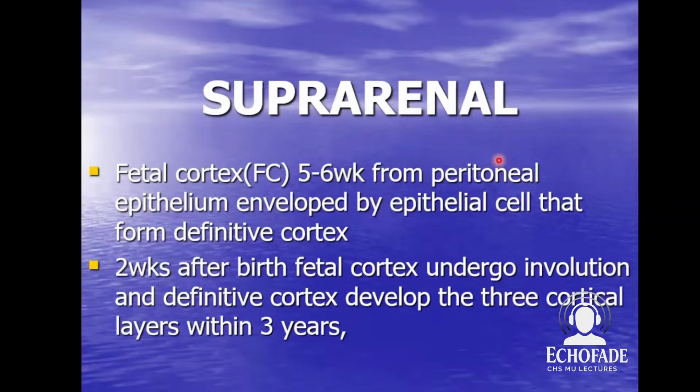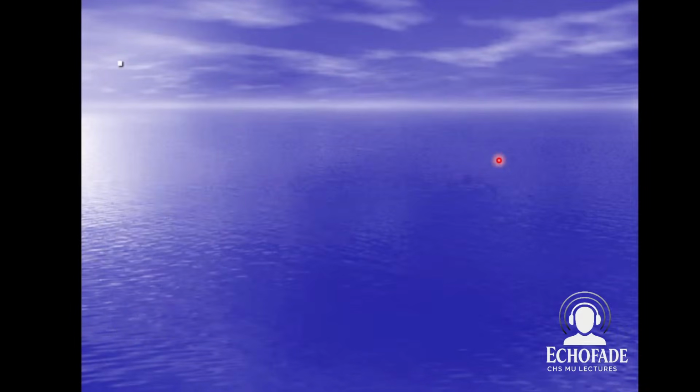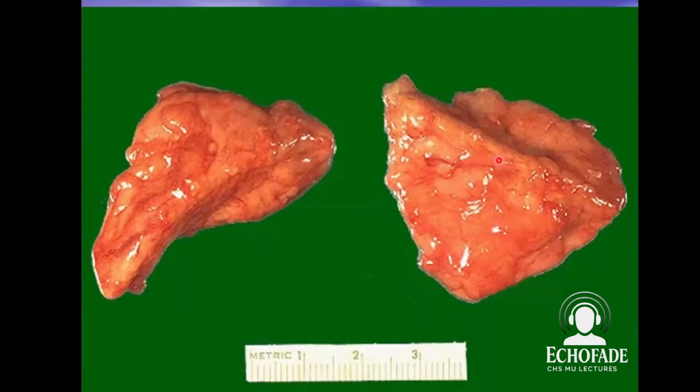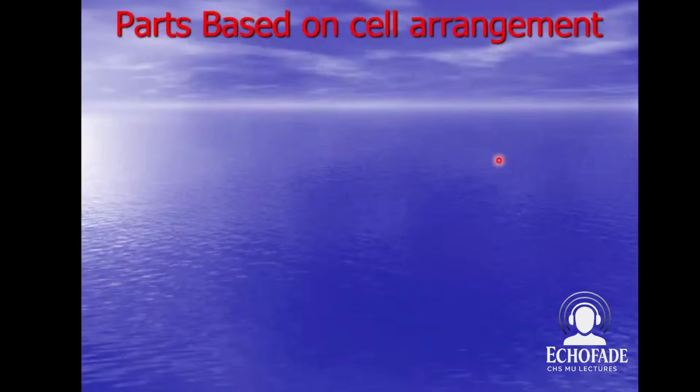Therefore, that we refer to as the definitive cortex. So by the third year, we are able to identify all the three layers of the cortex. Which are these layers of the cortex? And how are they arranged? The layers of the cortex are named according to the arrangement of the cells.